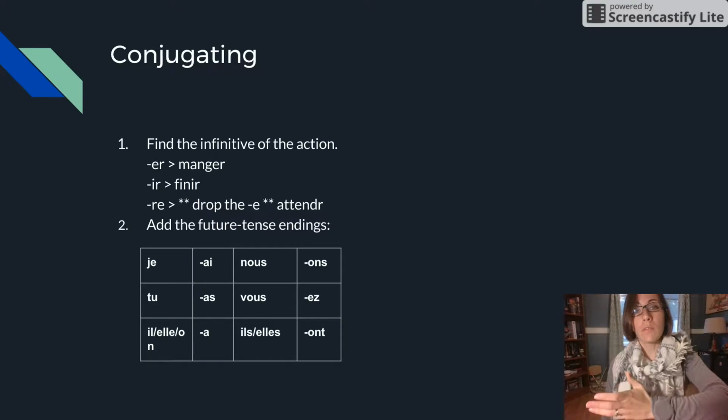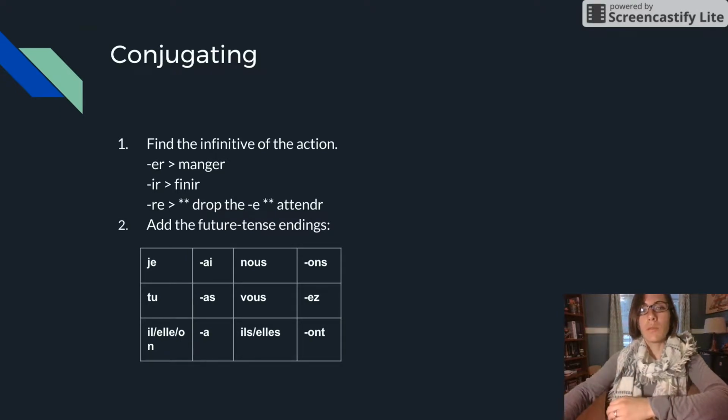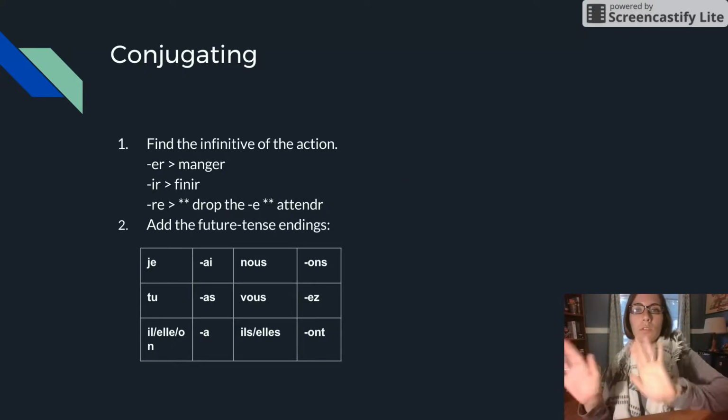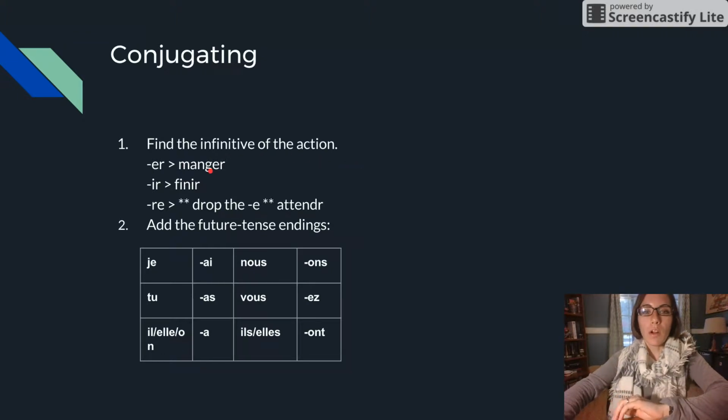All you need is the infinitive of your action. For example, like an ER verb, manger, or IR, finir, or RE, attendre. For ER and IR verbs, you actually just keep the infinitive the way it is. You don't do anything. But for an RE verb, you just drop the E. And that gives you your future stem. So for an ER verb, the future stem is just the infinitive. For an IR, it's just the infinitive. For an RE, it's the infinitive minus the E.